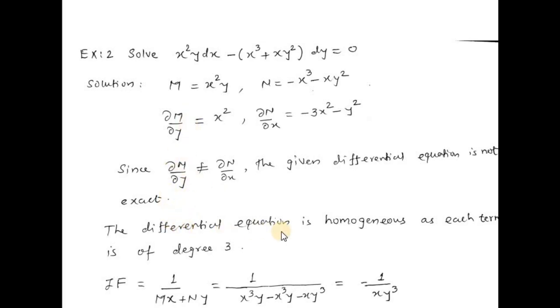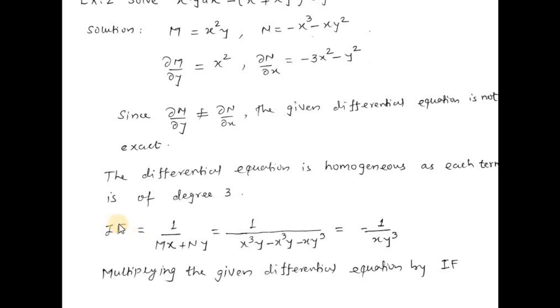But the differential equation is homogeneous as each term is of degree 3, because here degree of x is 2 and here degree of y is 1. So overall degree is 3. Here degree of x is 3, here degree of x is 1 and degree of y is 2. So overall degree is 3. Therefore the differential equation is homogeneous as each term is of degree 3.